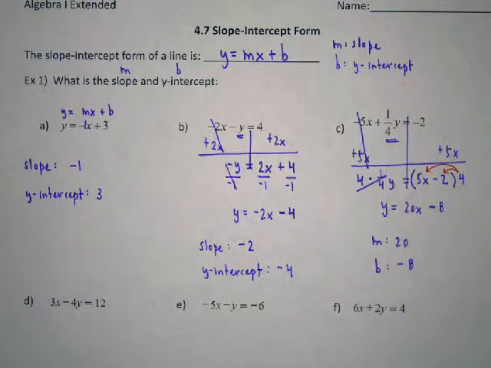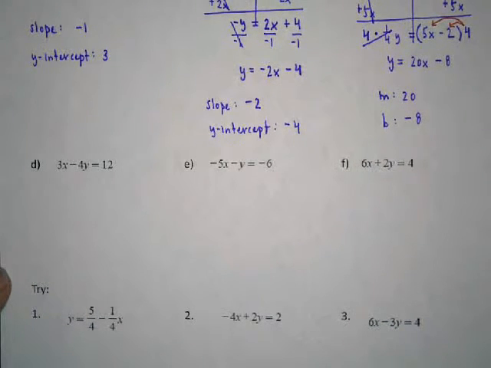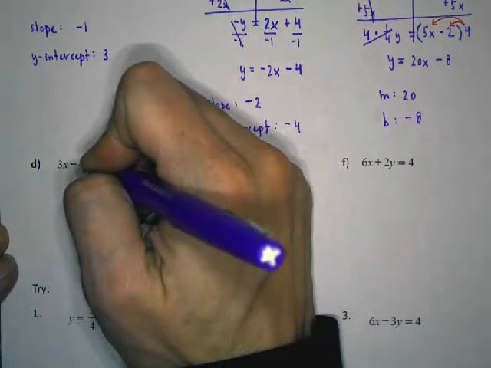Okay, let's see. We'll pick one more maybe to do from what's left. Oh, maybe 2 more here. Okay, let's look at D.